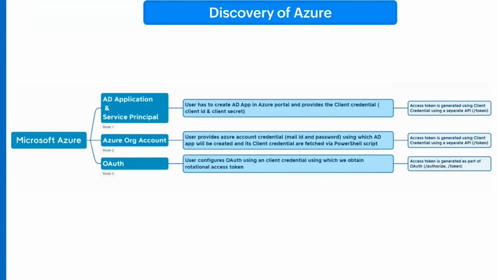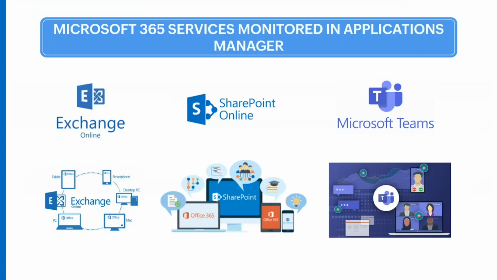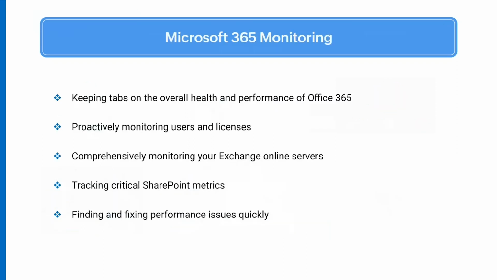And the next component that we are going to discuss is Microsoft 365. In Microsoft 365, we monitor Exchange Online, SharePoint Online, and Microsoft Teams. When it comes to the Microsoft 365 monitor, we proactively monitor all the users and the license of the Office 365, and we monitor the Exchange mail servers and track all the SharePoint sites that are hosted under the SharePoint, so that if any particular site goes down, we'll get an alarm and we'll get notified.